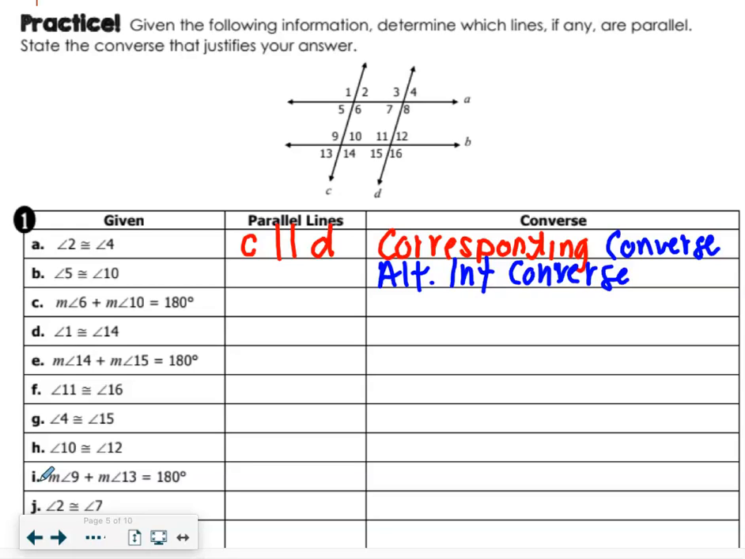What lines would be parallel because of 5 and 10? It should be A and B. Measure of angle 6 plus the measure of angle 10 equals 180. Consecutive interior. And what lines are parallel? A and B. A is parallel to B.